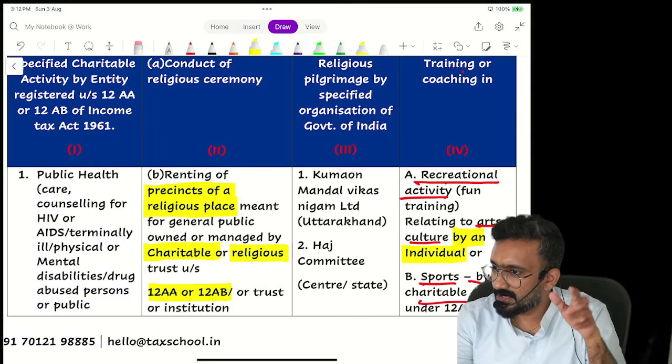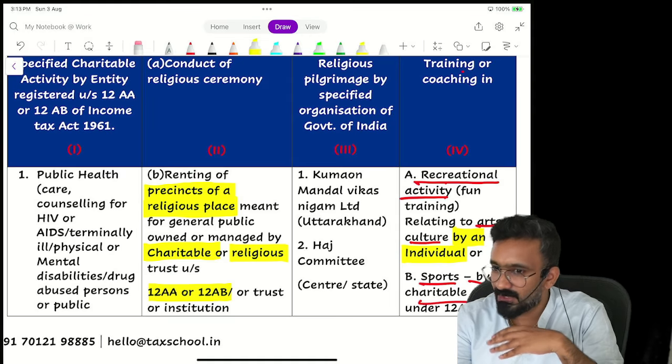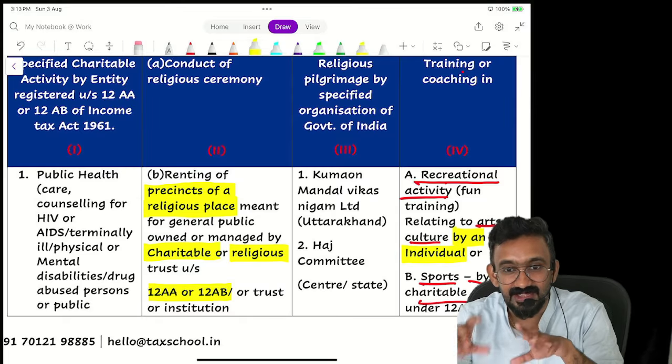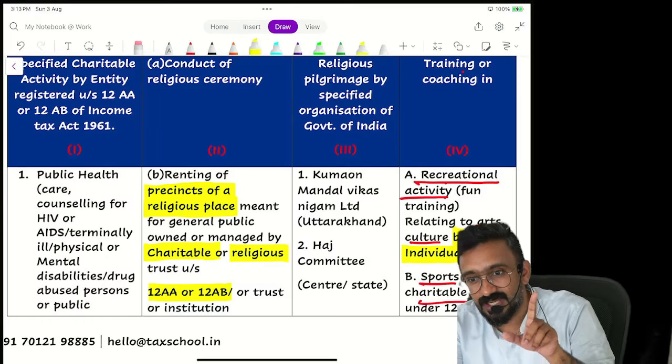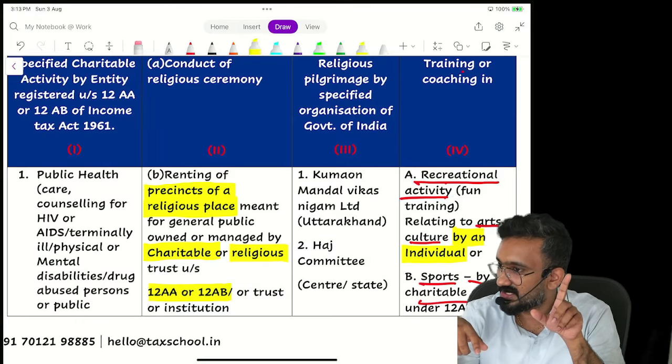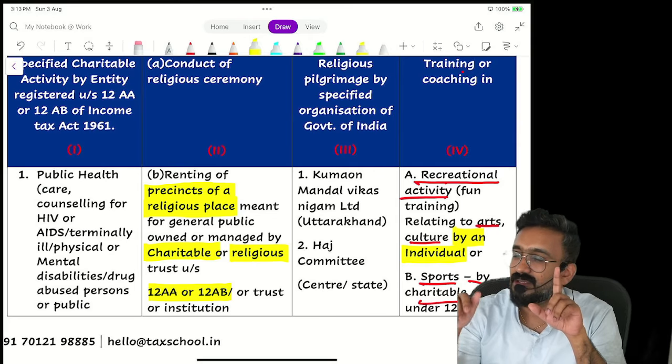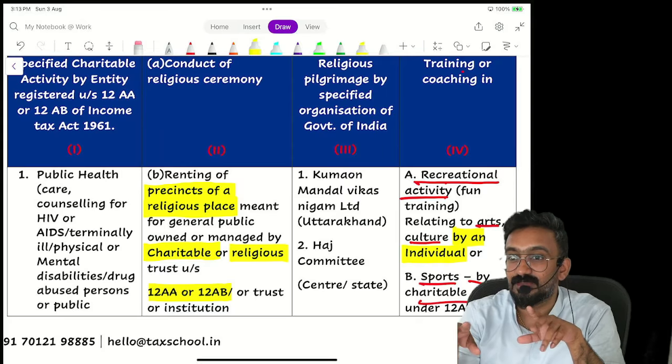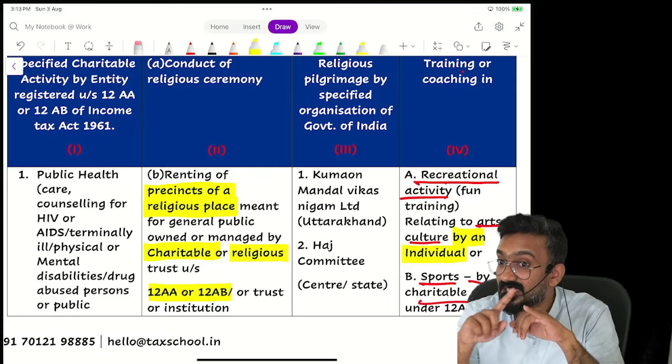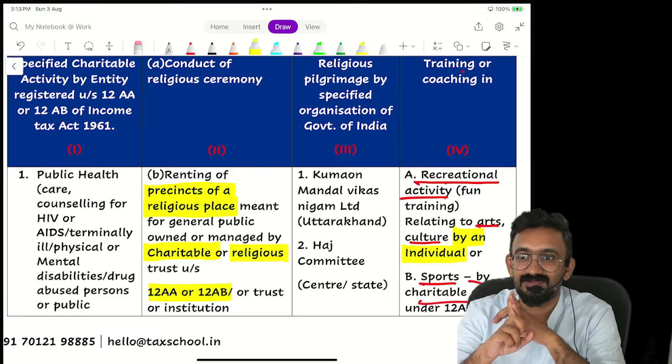Is it like a diploma in dancing? Bachelor program in dancing? No, it is fun training. That's the meaning of recreational training. Understanding? Okay. Then, would it be taxable or exempt? Exempt. Why? The coaching he is giving is in arts or culture.